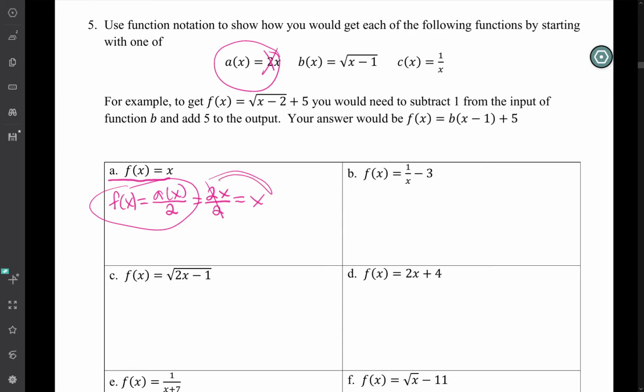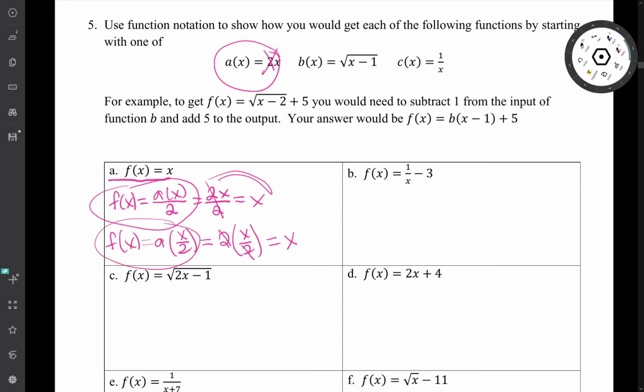And then the other thing I can think of is we could actually plug in an x over 2 as well, because a of x takes whatever you give it and multiplies it by 2. So the same thing in that one, it would cancel, even though the setup's just slightly different. So either one of these is a correct answer.